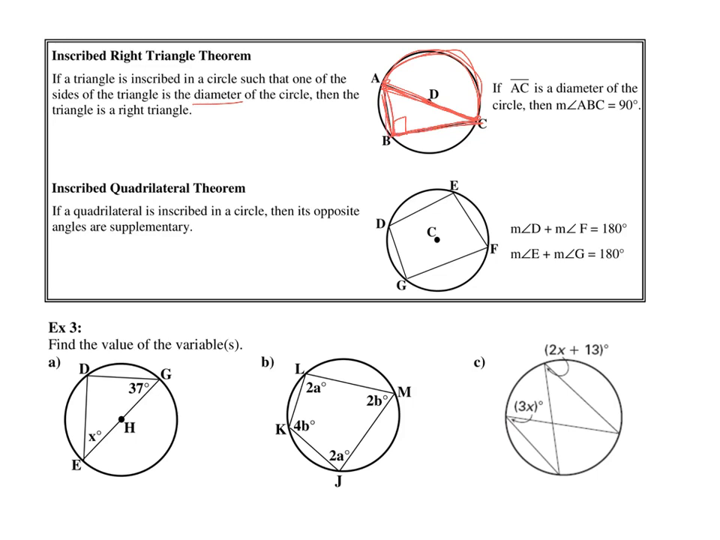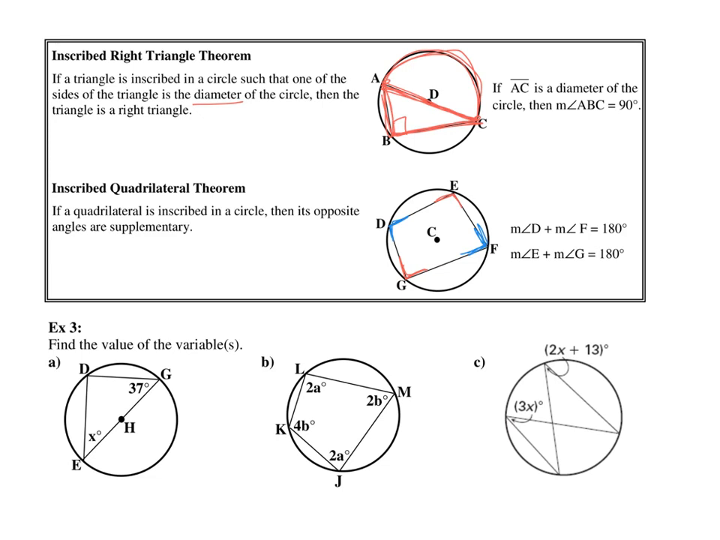Inscribed quadrilateral theorem. If a quadrilateral is inscribed in a circle, then its opposite angles are supplementary. So these angles here add up to 180, and these angles here add up to 180. Okay. Let's do some examples.